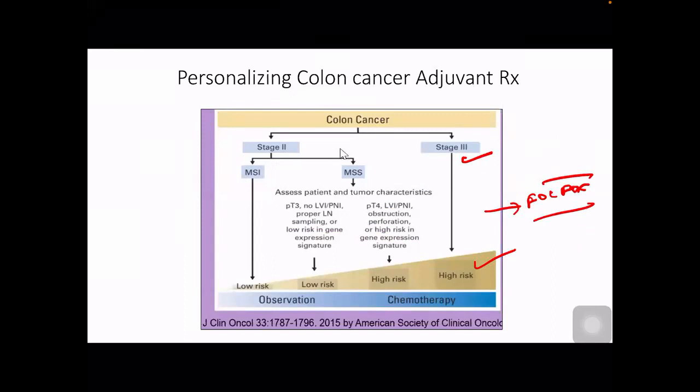So if the genotype is microsatellite unstable, in that case, they have low risk, so do not give chemotherapy. But if they have microsatellite stable, in that case, you look for the low risk and high risk features. And if they have high risk features, you can give chemotherapy.